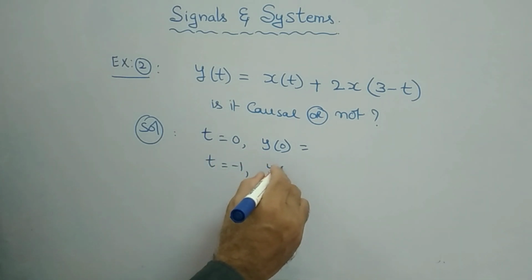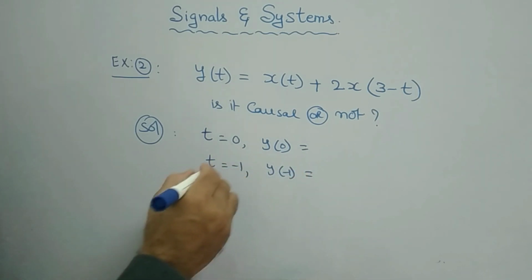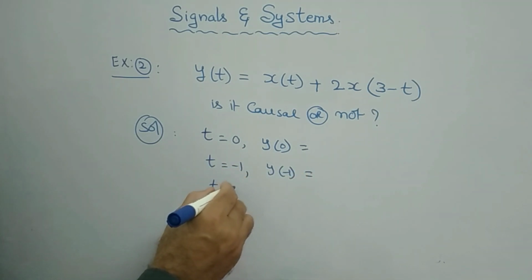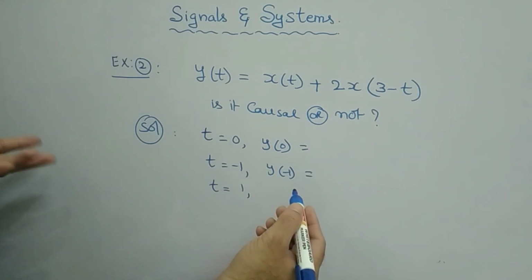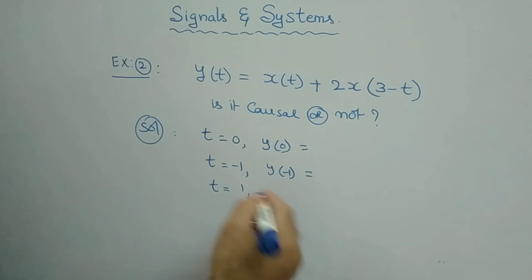So then y of minus 1 becomes what? And give one future value also. Let us take t of 1, what will it be? Clear? Plus 1, like that.